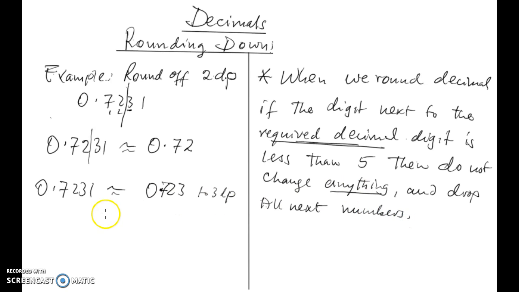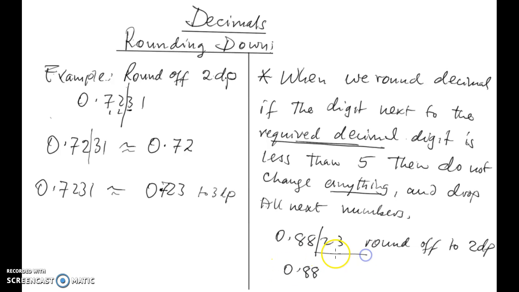This is what we did here. So if you are given 0.8823, and you have to round it off to 2 decimal places, this is the same as 0.88. So you drop these, you just forget them, leave them. So this becomes 0.88.